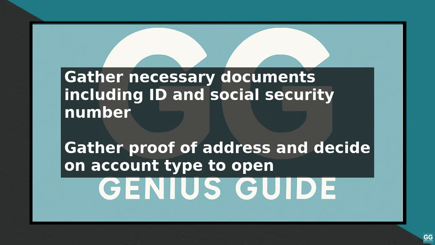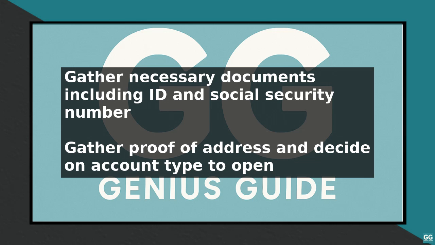To open a TD Bank account, start by gathering the necessary documents, including a valid government-issued ID, social security number, and proof of address. Next, decide which type of account you want to open, such as a checking or savings account. TD Bank offers various account options, including student accounts, joint accounts, and accounts for small businesses.